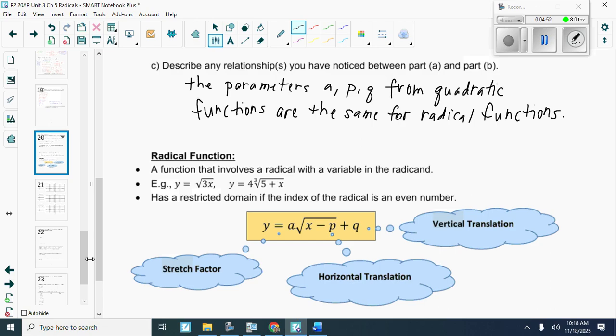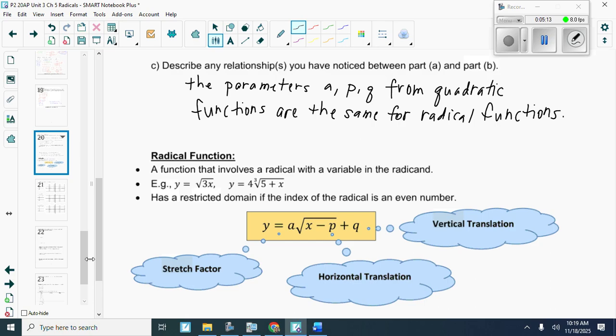Of course, because we're dealing with the radical, we will have a restriction. What that ends up looking like is a restriction in the domain. I want you to pull out your graphing calculator because I want to take a look at how these functions show up.